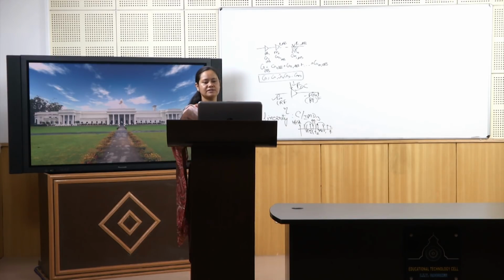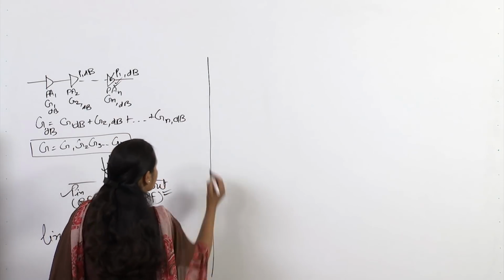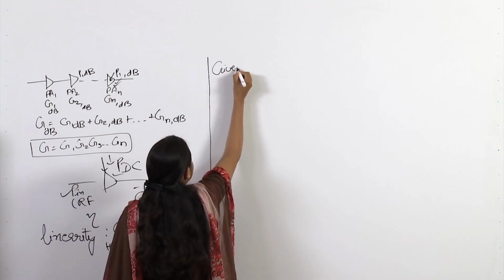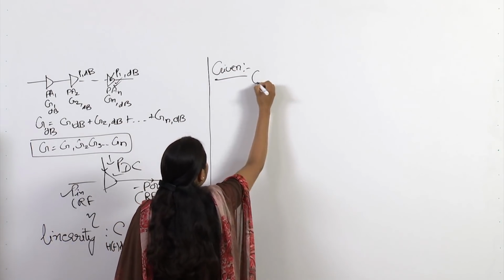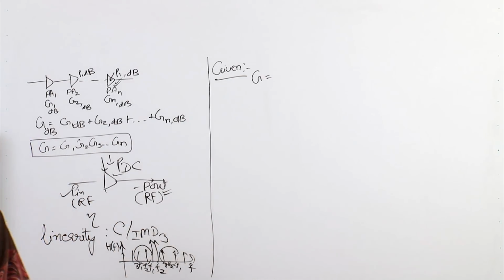Let us have a look at this commercial data sheet and let us note down those specifications because we will be using those. So, what is given is a typical gain for this device. So, typical gain is given as 40 dB.